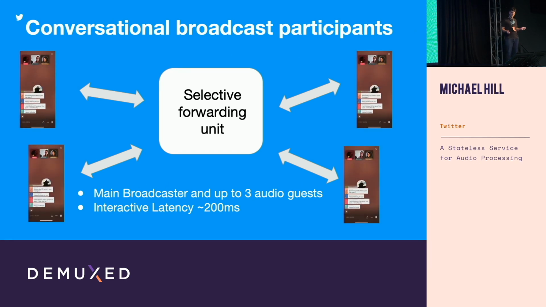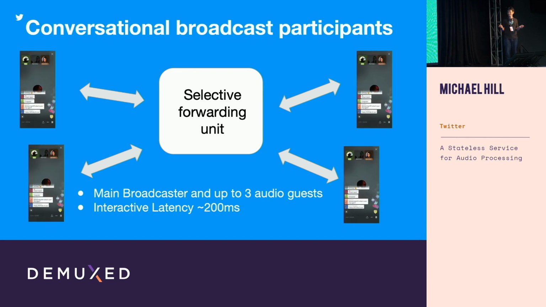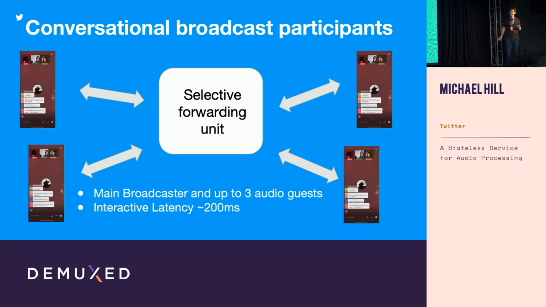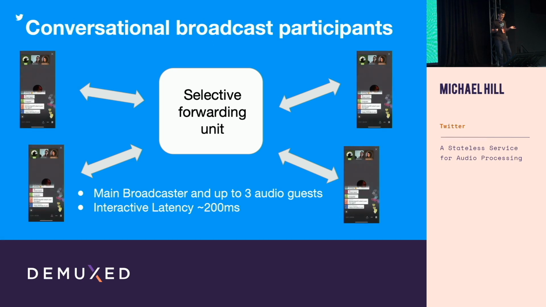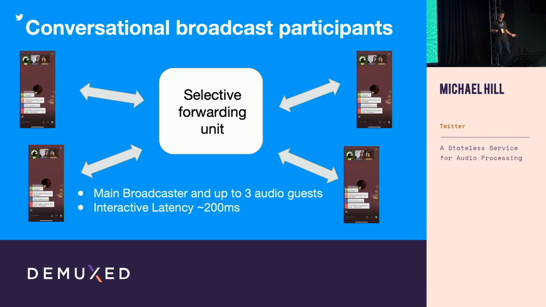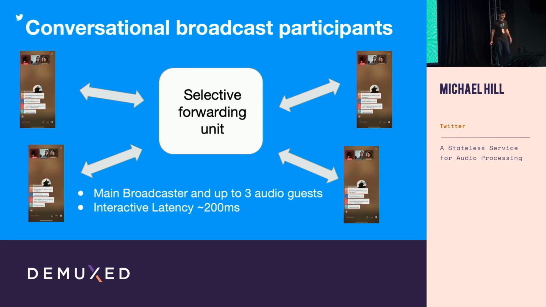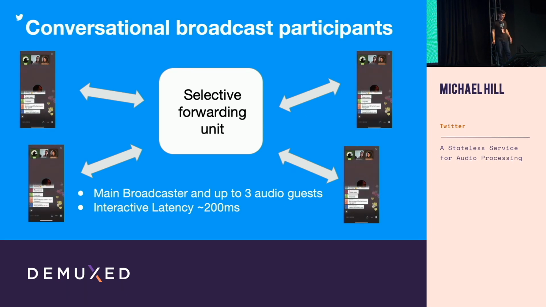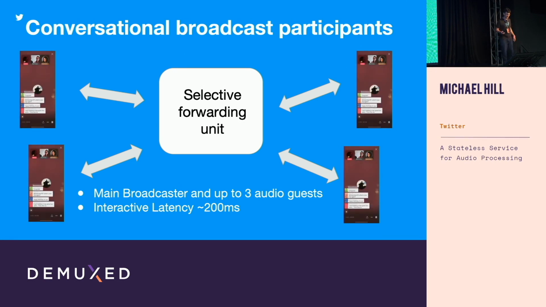So we have one main broadcaster, and we have up to 3 audio guests for this feature. Each of the participants in the broadcast is running a WebRTC client. They are forwarding their media to a selective forwarding unit, so that for the main broadcaster, the video and audio is being sent there. The rest of the participants, just their audio only. And then everyone gets a copy of everyone else's stream. So they are interacting with each other in a video conferencing style situation, interactive latency about 200 milliseconds.